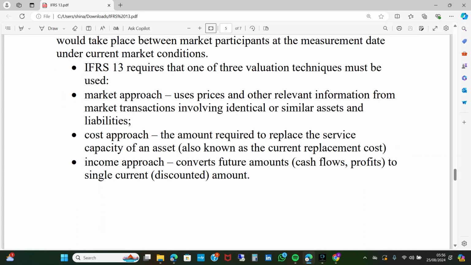So we have three valuation techniques under IFRS 13. We have market approach, cost approach, and income approach. So we're going to look at the three together. Let's start from the first one. What is market approach? Get your writing materials and get this down.